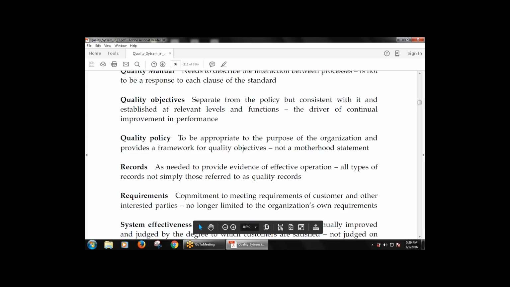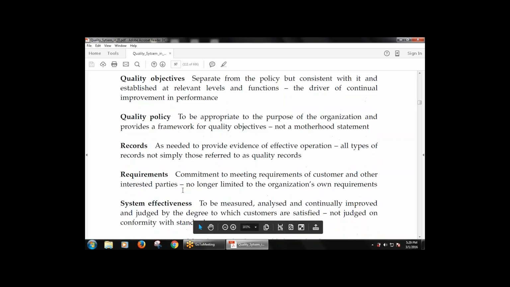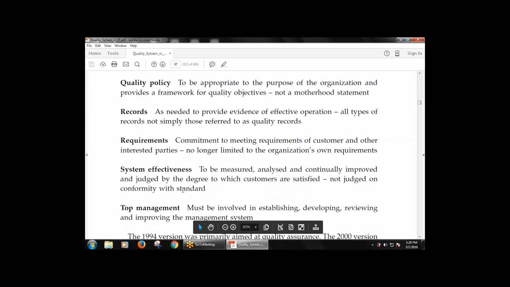The next is the requirement. Whatever the requirements are, they are about meeting the requirements of the customer and interested parties. Then there is system effectiveness, which is to be measured, analyzed and continually improved, and judged by the degree to which the customers are satisfied.